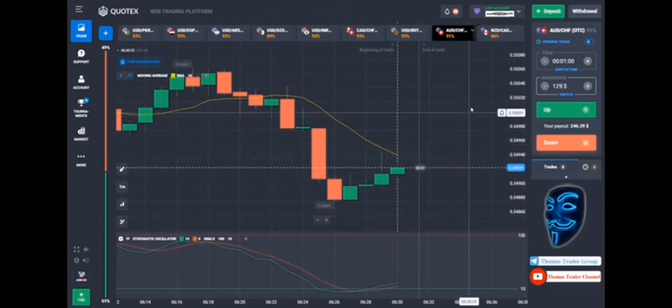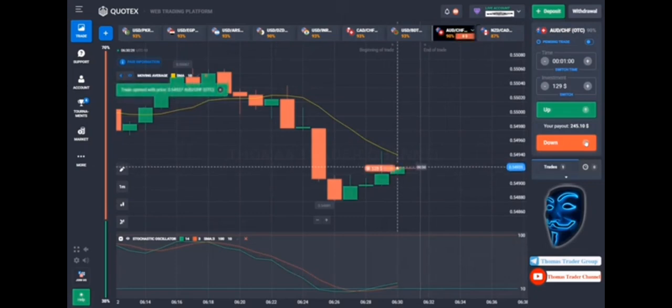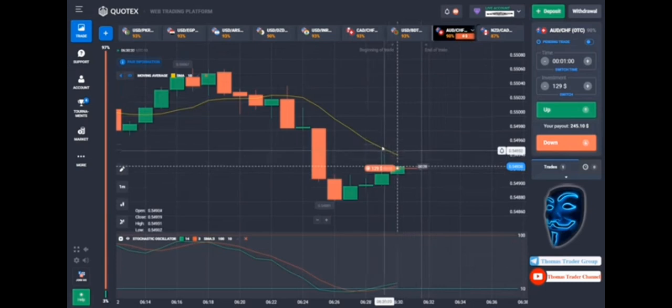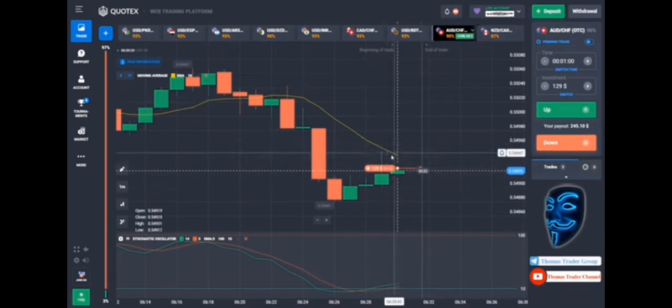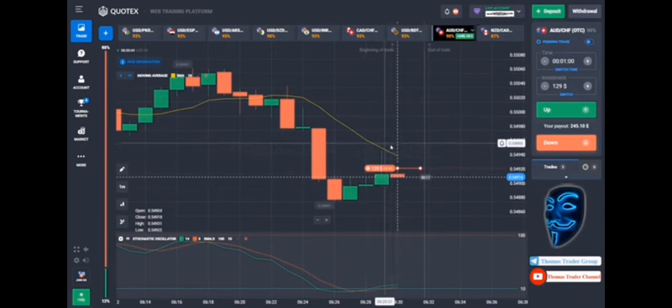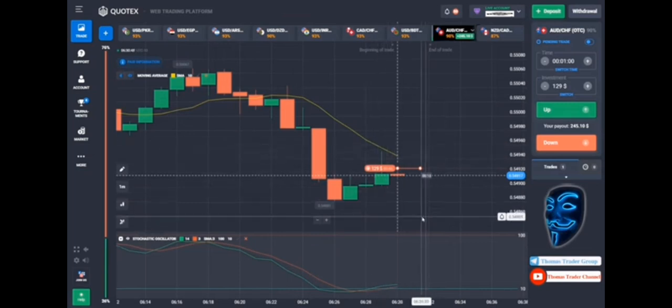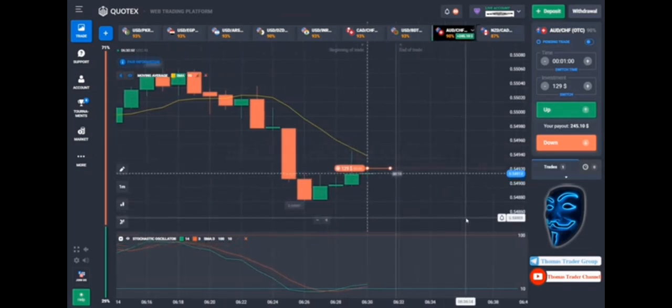and over here we can open sell for 1 minute. As you can see, the market has just made a correction to the moving average line. Like what I said before, after the market makes a correction to the moving average line, the market will make a rebound and it will continue the bearish trend. Let's brave it and let's wait till the end of our trade.